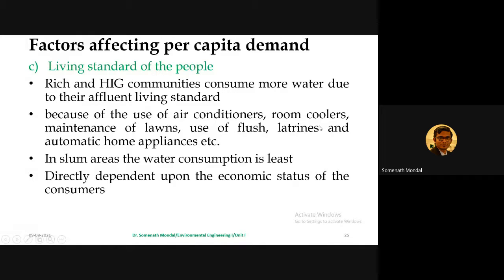Next comes the type of living standard of people. This living standard basically converges to the fact that if the people are rich, if the people are from higher income communities, they tend to use more automated instruments, where water or flow of water is required, and because of their affluent living status, the consumption of water is more in that case.